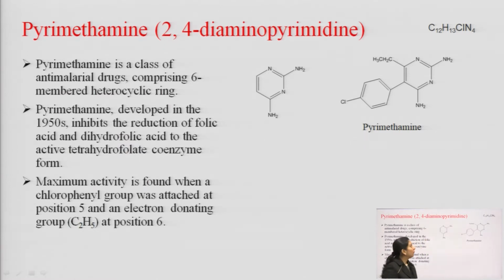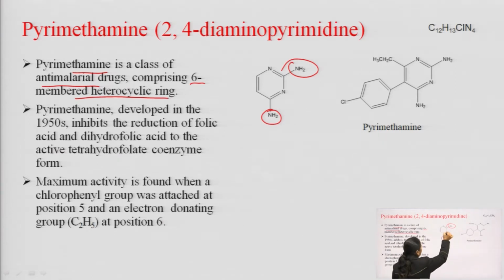Pyrimethamine is a 2,4-diaminopyrimidine. There is a substitution of 2 amino groups at the 2 and 4 positions. So, we will see that pyrimethamine is a class of anti-malarial drugs comprising a 6-membered heterocyclic ring. It is a 6-membered ring and it contains two heteroatoms, at this position and the second position. These are the 2 heteroatoms present in the pyrimethamine drug.